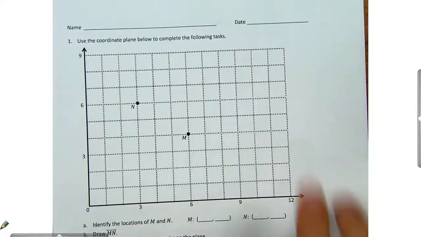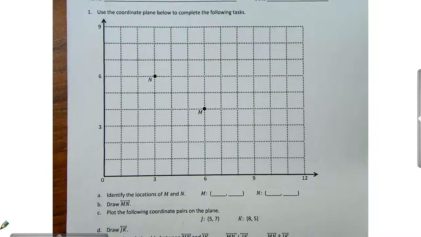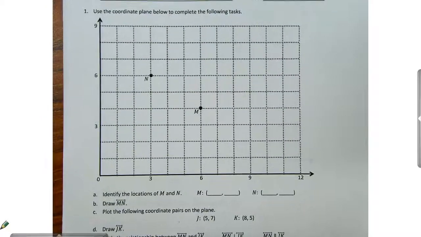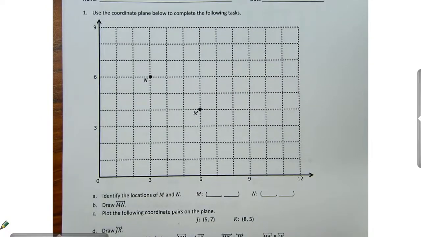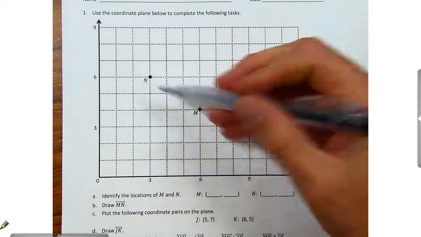So let's look at we have a coordinate plane here, and we're going to use it for these letters A, B, C, D, E, F, and G. Letter A says identify the locations of M and N. So we have M right here, and we have N right there.